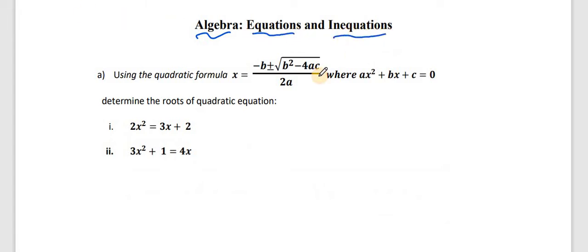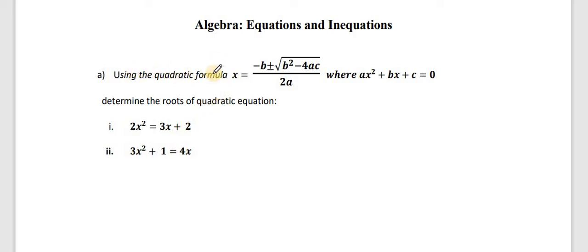Equations and inequations. So we finished the expressions. We're looking at equations and inequations. Equations have an equal sign. An inequation is where we have an inequality sign like these. Once we replace the equal sign with those, we now have inequations. But it is the same method, the same process, except for one or two minor differences.